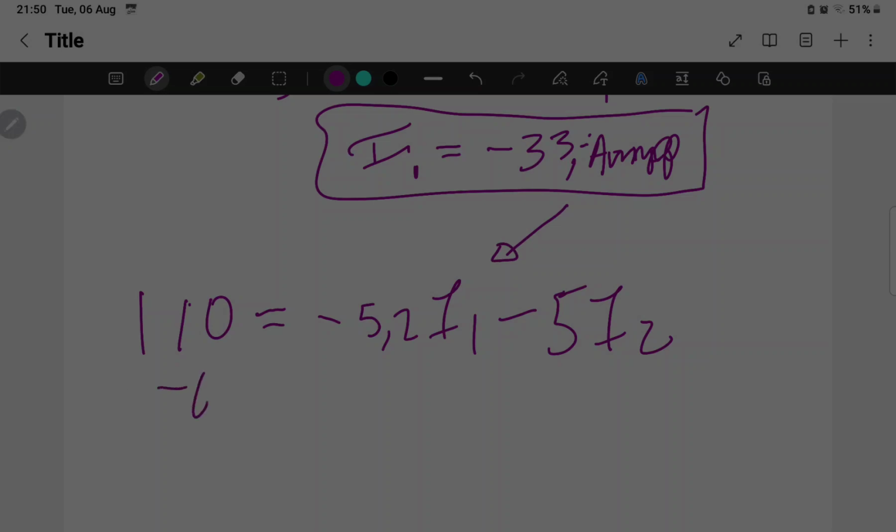negative 61.6 equals negative 5 I2, and then our I2 is equal to negative 61.6 divided by negative 5, which is 12.32 amps.